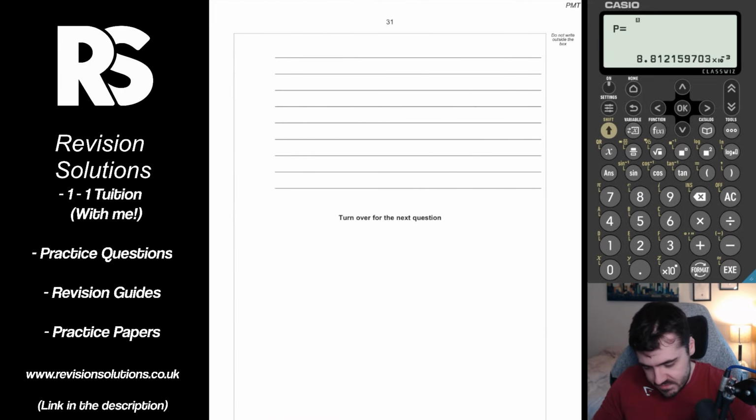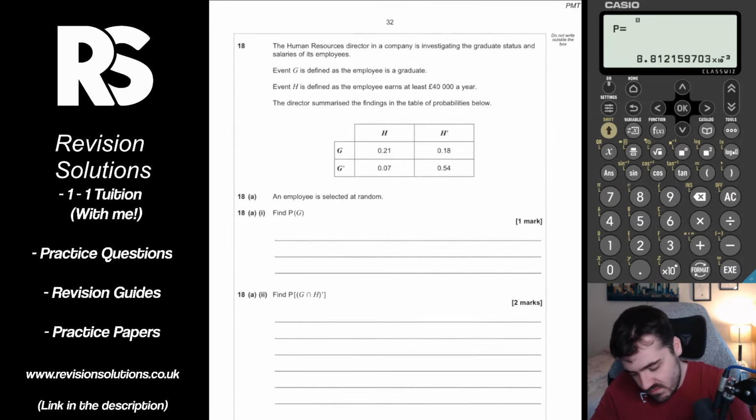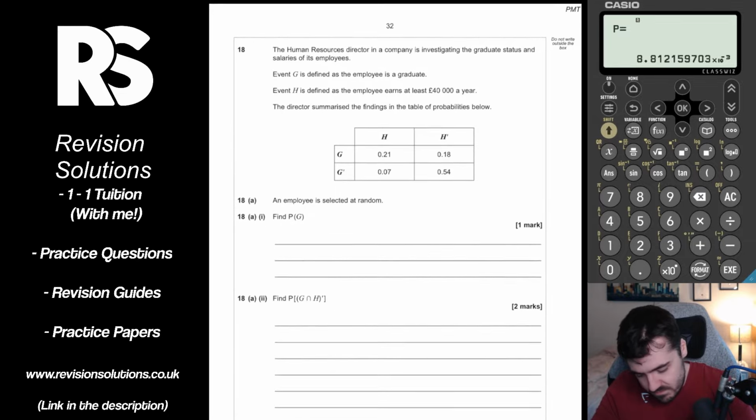Moving on to question 18. It says the human resources director in a company is investigating the graduate status and salaries of its employees. G is the event where the employee is a graduate. H is the event where they earn over £40,000 every year. And then the findings are summarized below. So it's just a table of probabilities. And then the first thing asks, can we find the probability of G?